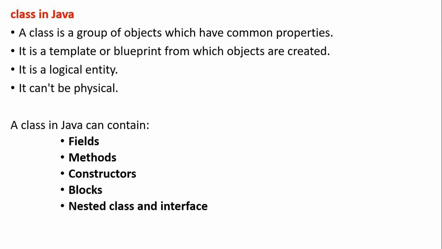The color of the pen is different with the writing color. A red pen is there, a black pen is there, a blue pen is there, and they are all meant for writing. So every object in the class exhibits the common properties. That is nothing but a class. A class is simply a collection of objects, or it may be a template or blueprint from which objects are created. And the next one, it is a logical entity.